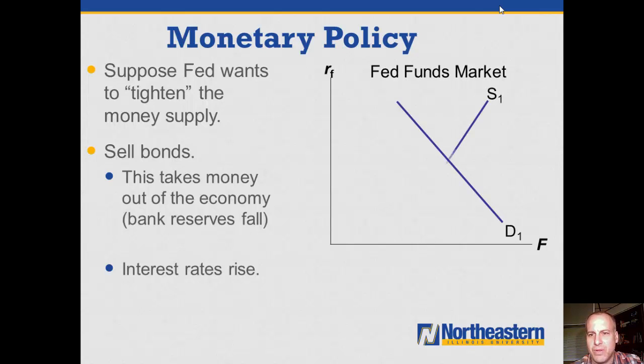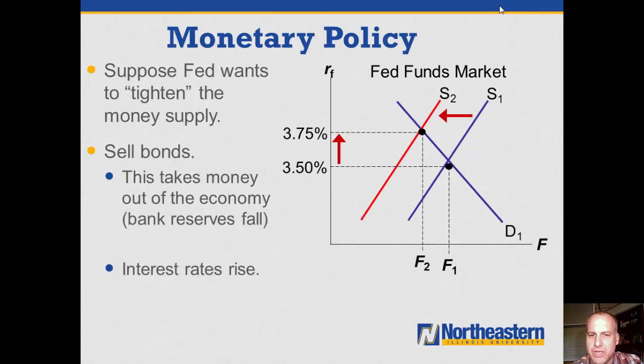Here's a graphical representation of what's going on. In the federal funds market, there's a supply of funds and a demand for funds that's generated by banks. And suppose that the prevailing interest rate is 3.5%. When the Fed wants to tighten the money supply, essentially the supply of funds in the federal funds market shifts to the left. The Fed sells bonds. This takes money out of the federal funds market and raises the interest rate and lowers the amount of money in the federal funds market.